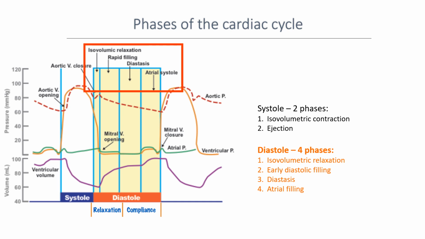Diastole starts when the aortic valve closes and the LV starts relaxing, and it is isovolumetric until the mitral valve opens. When that happens, there is a rapid early diastolic filling, followed by a period of diastasis, and then followed by atrial filling when the atria contract.